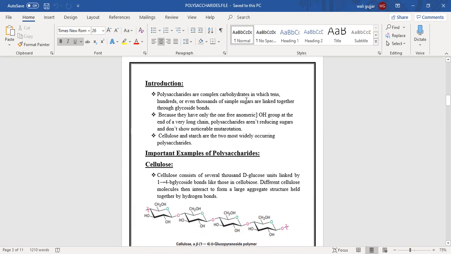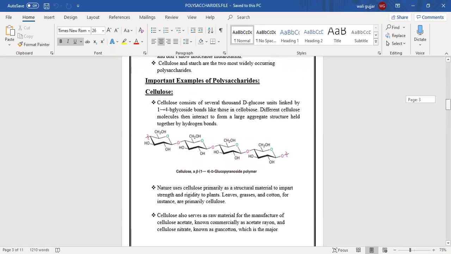Polysaccharides are complex carbohydrates in which tens, hundreds, or even thousands of simple sugars are linked together through glycoside bonds. Because they have only the one free anomeric hydroxyl group at the end of a long chain, polysaccharides are not reducing sugars and don't show noticeable mutarotation. Cellulose and starch are the two most widely occurring polysaccharides.